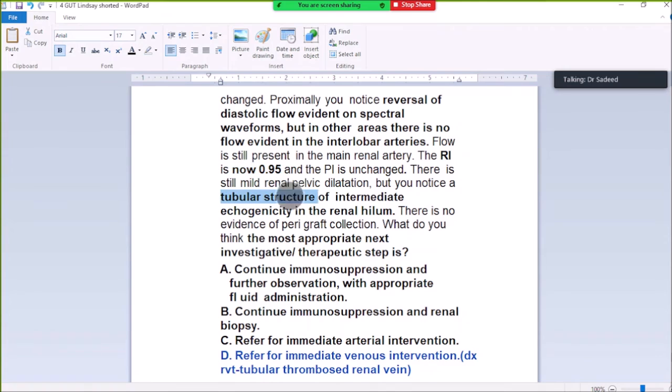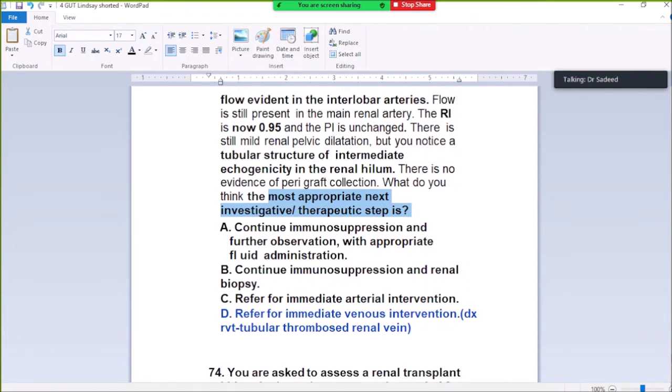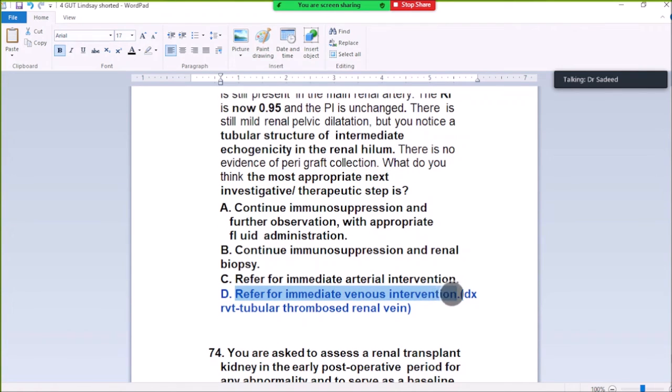And then you see a tubular structure of intermediate echogenicity in the renal hilum. Now there is reversal of diastolic flow, and you see a tubular structure in the hilum, so this is renal vein thrombosis. The most appropriate next step is to refer for interventional venous intervention, which treats renal vein thrombosis. The tubular structure in the renal hilum is the thrombosed renal vein.